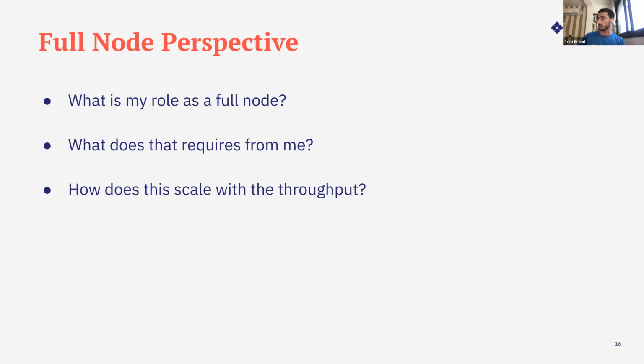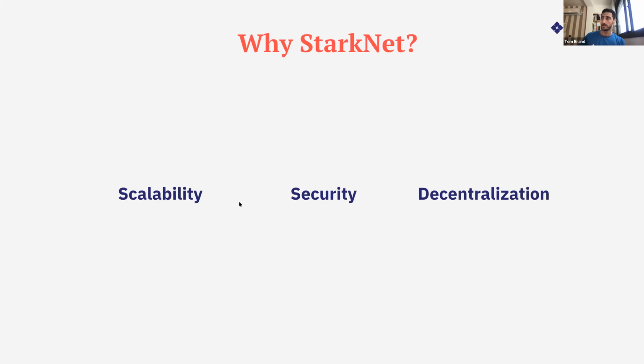So what does that require from me? In any other scalability solution, it requires me to actually execute the transactions. And in a validity rollup, as I've already said, it only requires me to verify proofs. Again, this means that the scale with respect to the throughput is logarithmic, which allows us to maintain decentralization, because anyone who wants can be part of the system and can be a node in the system.